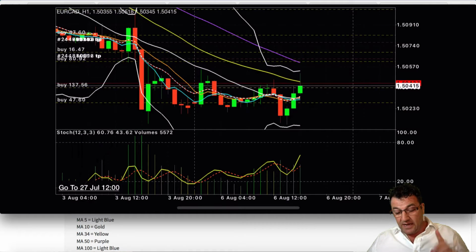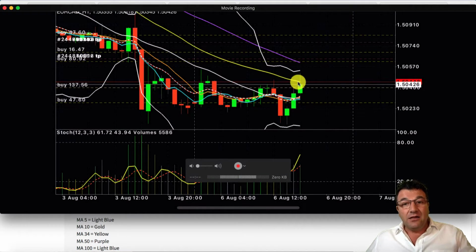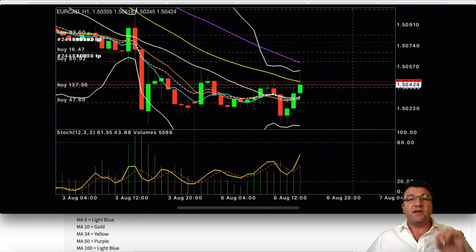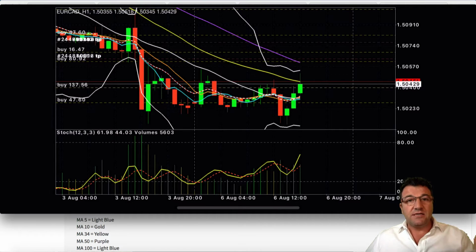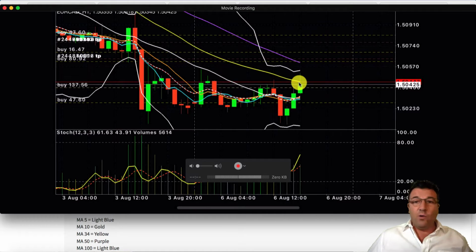So we're on the 4-hour chart. Let's go to the 1-hour chart, and as you can see, it's held up by the yellow line, which is the 34 moving average. That is quite an important moving average. There are a lot of professional traders out there using this moving average as a point of whether they should buy or whether they should sell.